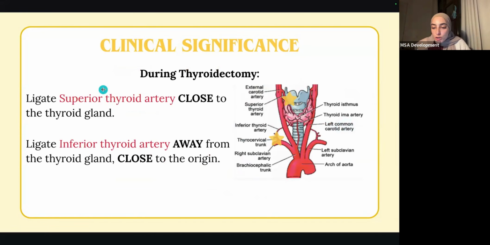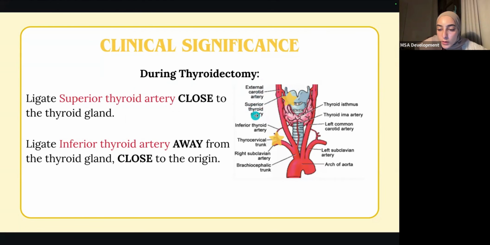So how do they make sure they don't damage these nerves? This is anatomically complex and you don't have to know why. But just know, the superior thyroid artery lies with what? The external laryngeal nerve. They have to ligate it or compress it, meaning get hold of it close to the thyroid gland.